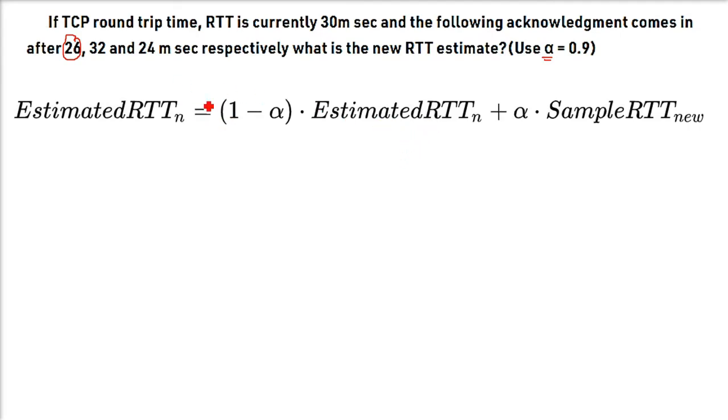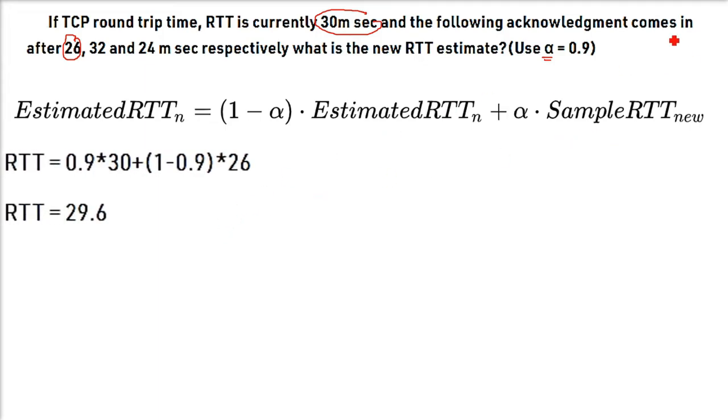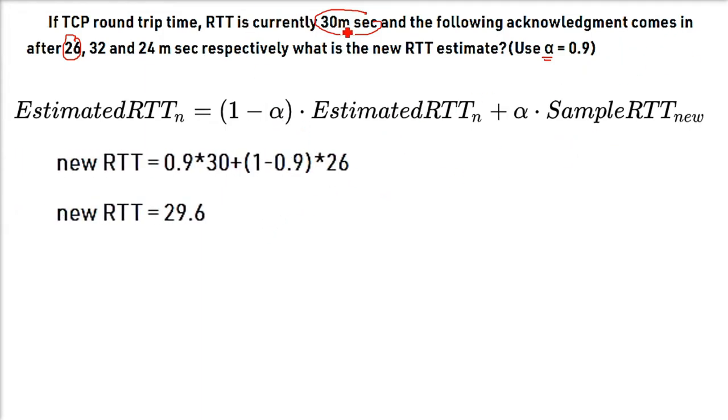This is the estimated RTT: estimated RTT times (1 minus alpha) plus sample RTT new times alpha. So the estimated RTT we will take as 30. The sample RTT we are going to take as 26. Putting in the value 0.9, we get 29.6. This is the new round trip time, RTT.